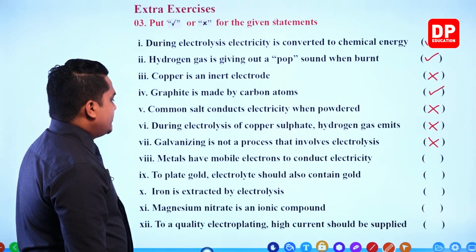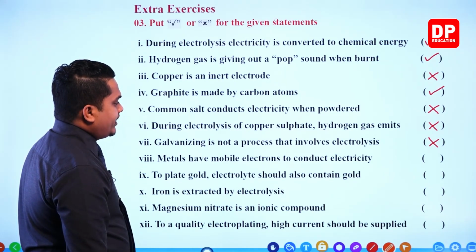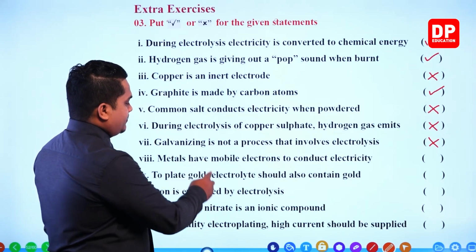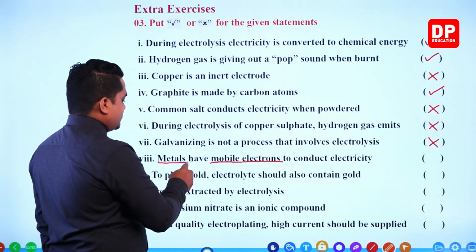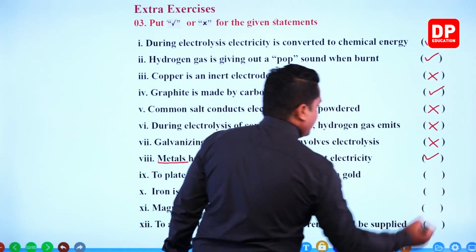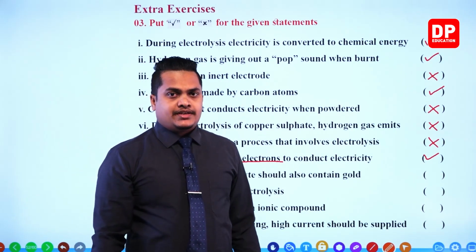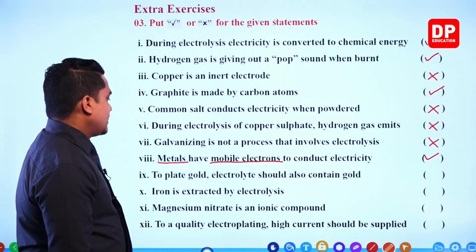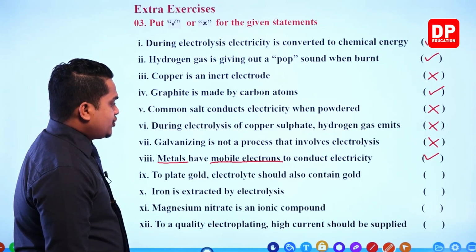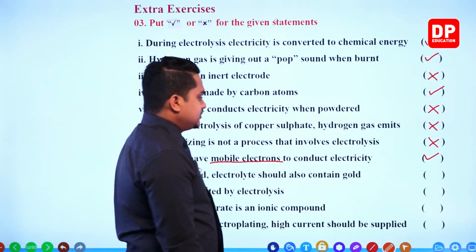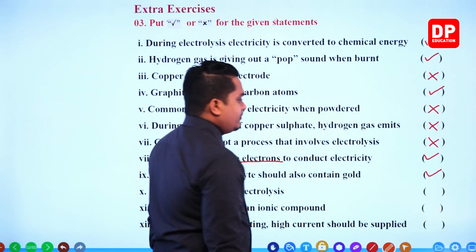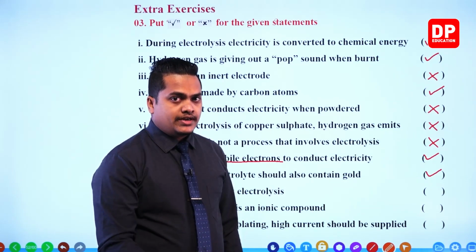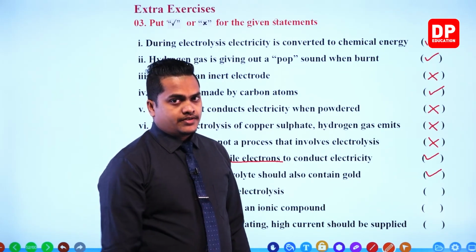Next one. Metals have mobile electrons to conduct electricity. Mobile electrons, metals, absolutely correct. I explained that metals conduct electricity mainly because of having mobile electrons. Next one. To plate gold, electrolyte should also contain gold. Correct. To plate gold, we have to use an electrolyte that should contain gold salt. So it is correct.